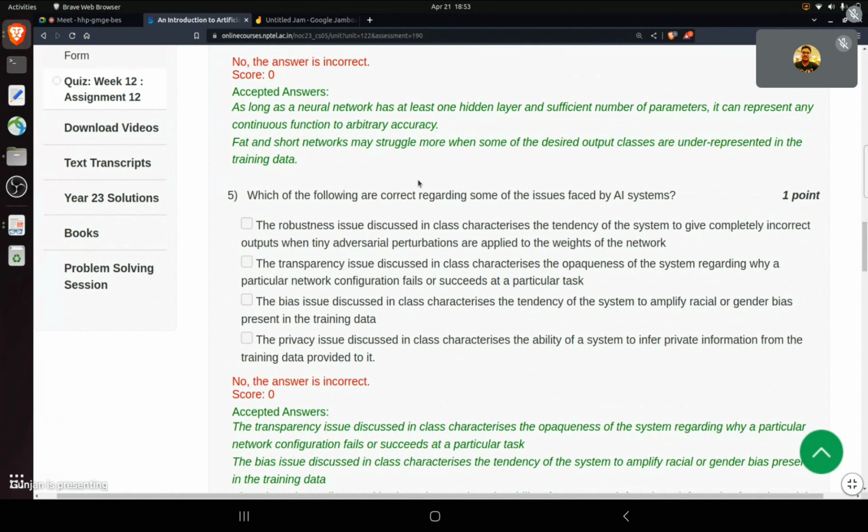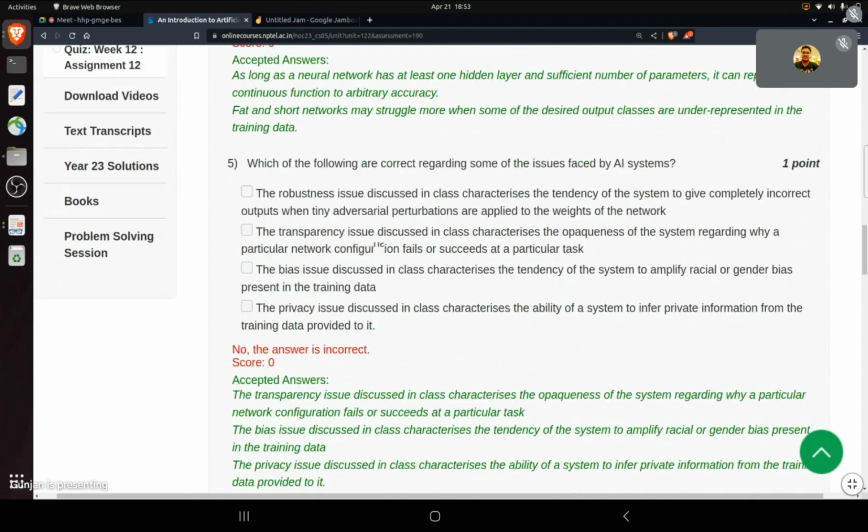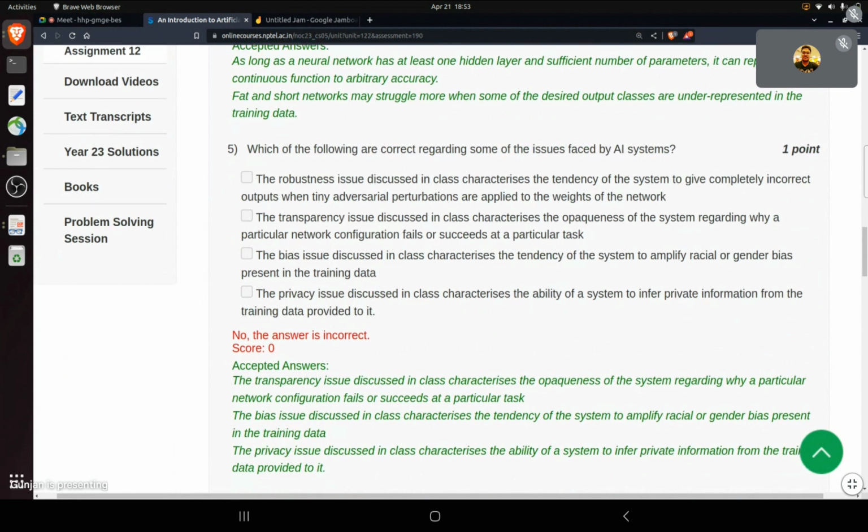The transparency issue discussed in the class characterizes the opaqueness of a system regarding why a particular network configuration fails or succeeds at a particular task. That is true. The bias issue discussed in class characterizes a tendency to amplify racial or gender bias present in the training data. Okay, so you are explaining it that way, so this statement amplifies racial or gender bias.